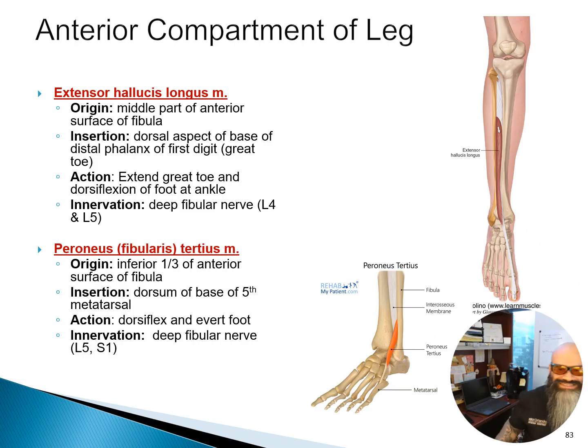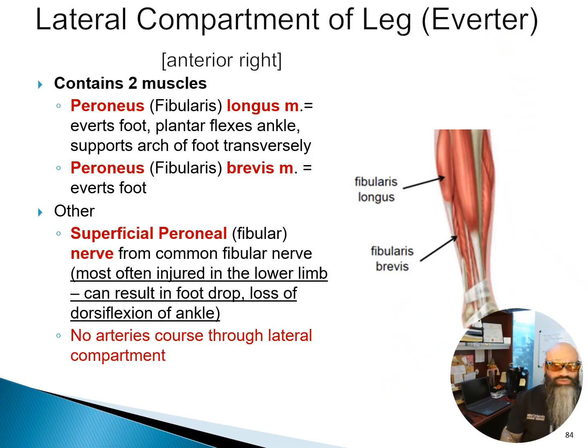Extensor hallucis longus extends the hallux, or the great toe, as we call it in normal talk. It's basically located here in the middle part of the interosseous membrane and the fibula. It originates from the fibula and inserts along the dorsal aspect of the phalanx of the great toe there. Peroneus tertius, not too concerned about this one. The other ones are more important.